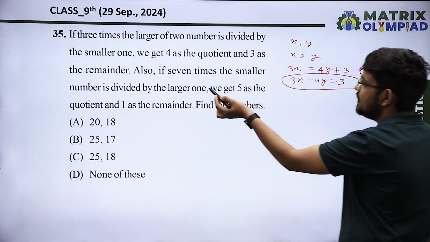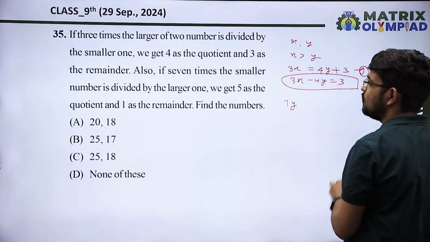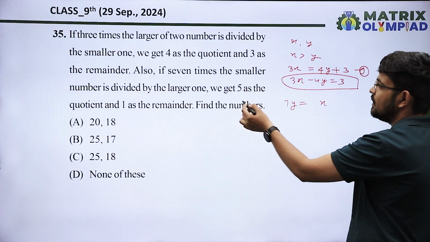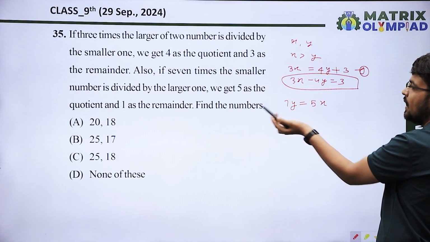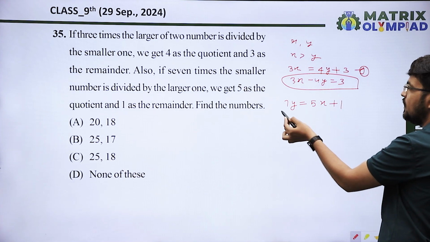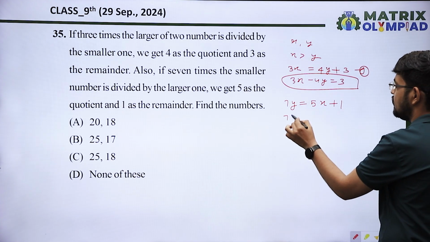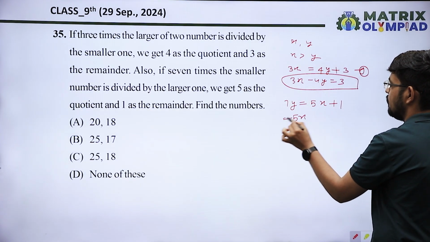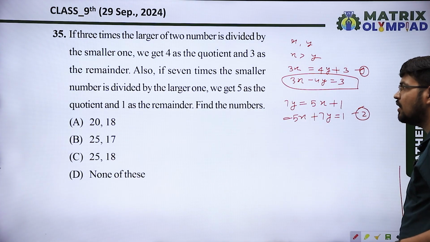Okay. And in the second case, if 7 times the smaller number is divided by the larger number, we get 5 as the quotient and 1 as the remainder. So dividend equals divisor multiplied by quotient plus remainder. After simplification you will get minus 5x plus 7y equals 1. This is equation 2.